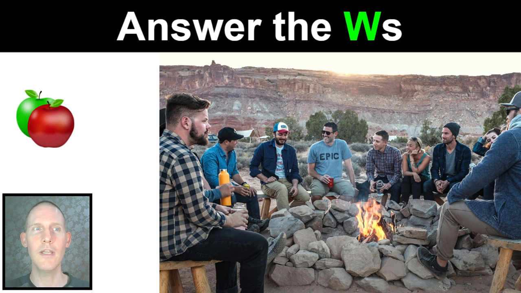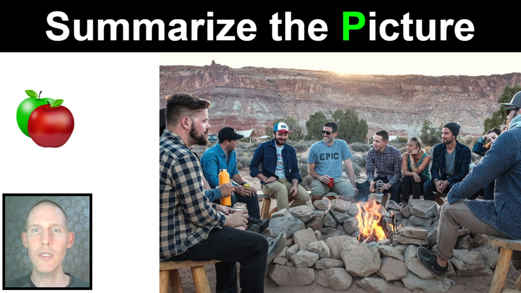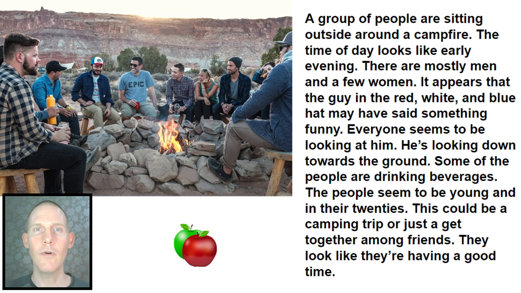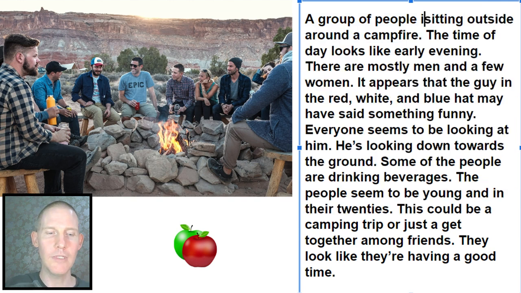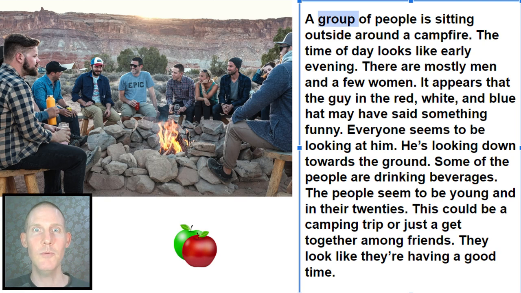Okay, so let's take a look. Let's get started and summarize this picture. Okay, so I've already typed out a summary. It's not super specific, but it gives us a good idea of what's happening in this picture. Okay, so here we go. Follow along. A group of people are sitting outside a campfire. A group of people is, because it's a group, it's one unit. A group of people is sitting outside a campfire.